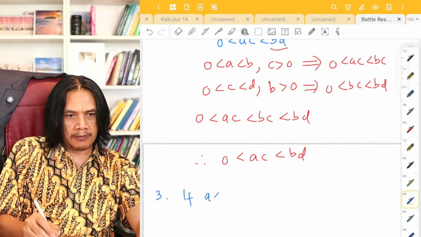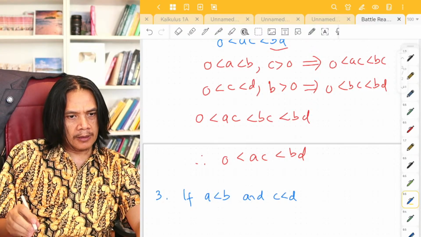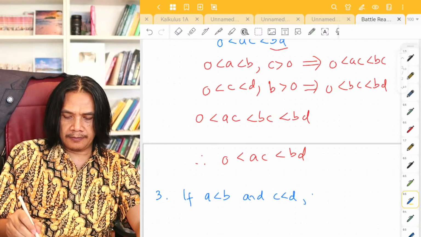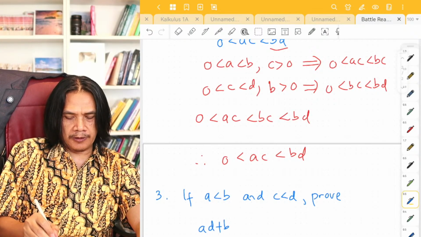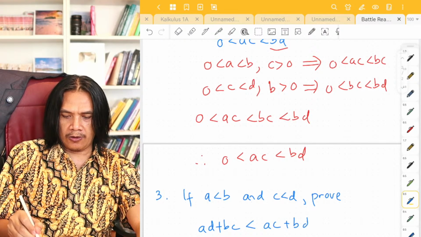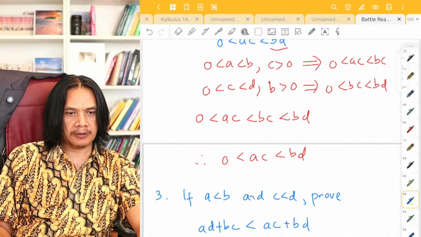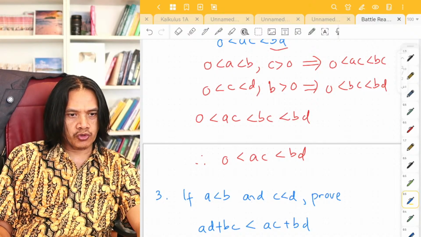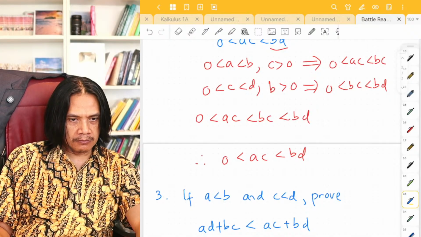Number 3. If A is less than B and C is less than D, prove that AD plus BC is less than AC plus BD. We don't know whether they are positive, negative, or zero. But still, I believe we can do it. But then you need to split by cases in that scenario because it might change. Or is it always going to be this way?